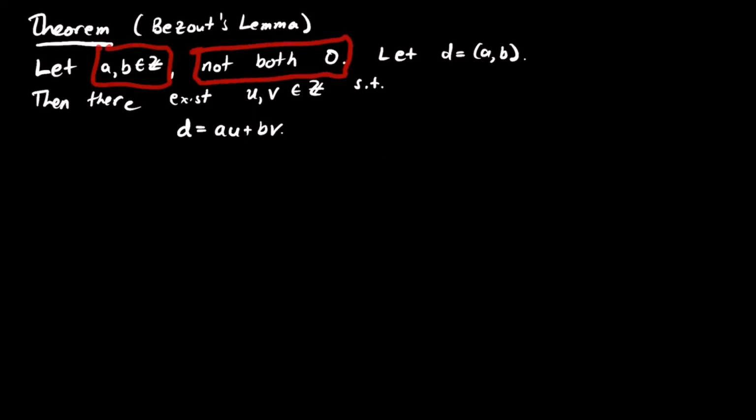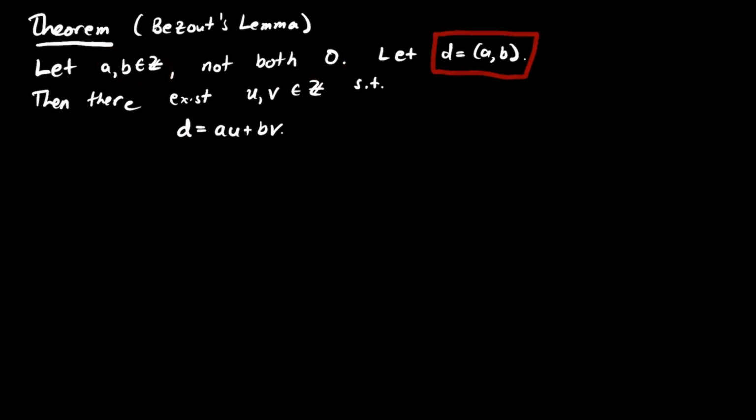So we're allowing the possibility that one of the integers is 0 as long as the other one is non-zero. And let D be the greatest common divisor of these two integers. Bézout's lemma then says that D can be written as what's called an integer linear combination of A and B.